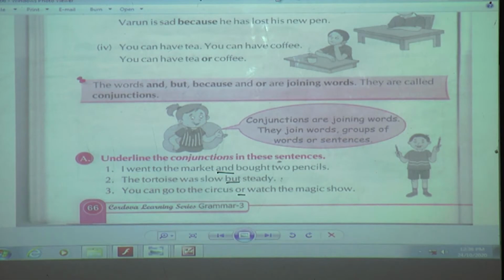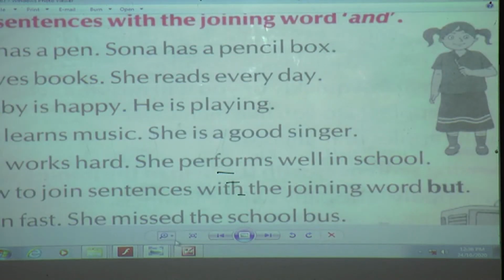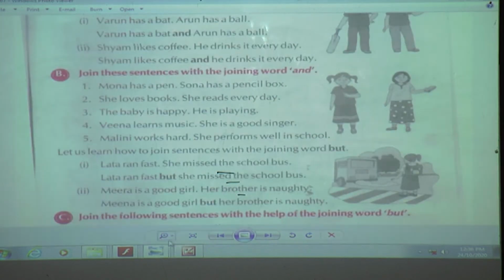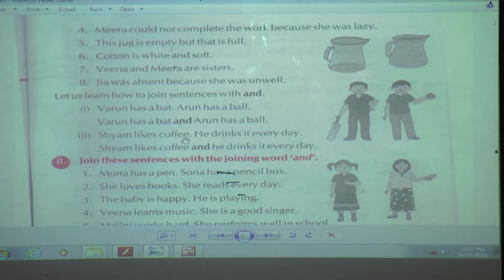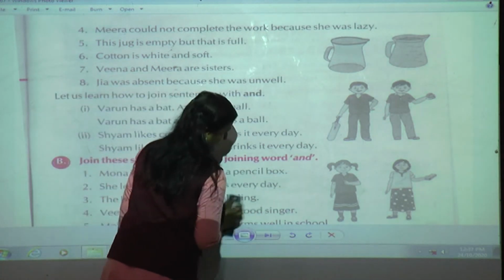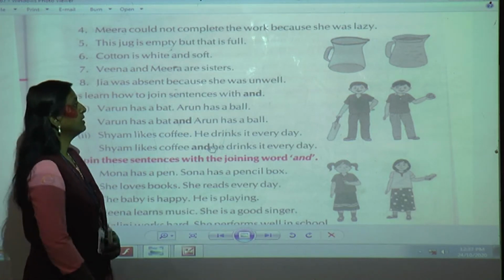So you have to just learn it. And, but, because, or. Four conjunctions we have learnt. We'll move on to the next page, that is 67. Ready? So what are the conjunctions which we have learned? And, but, because and or.